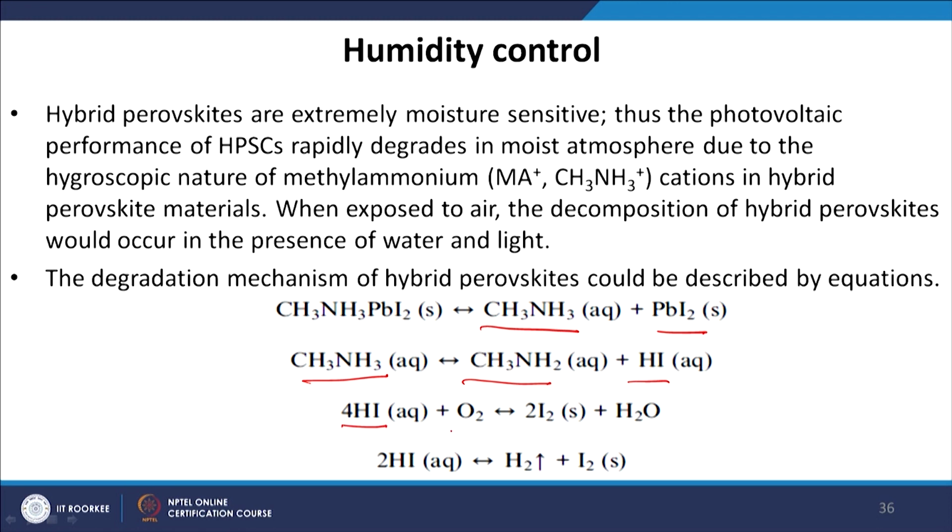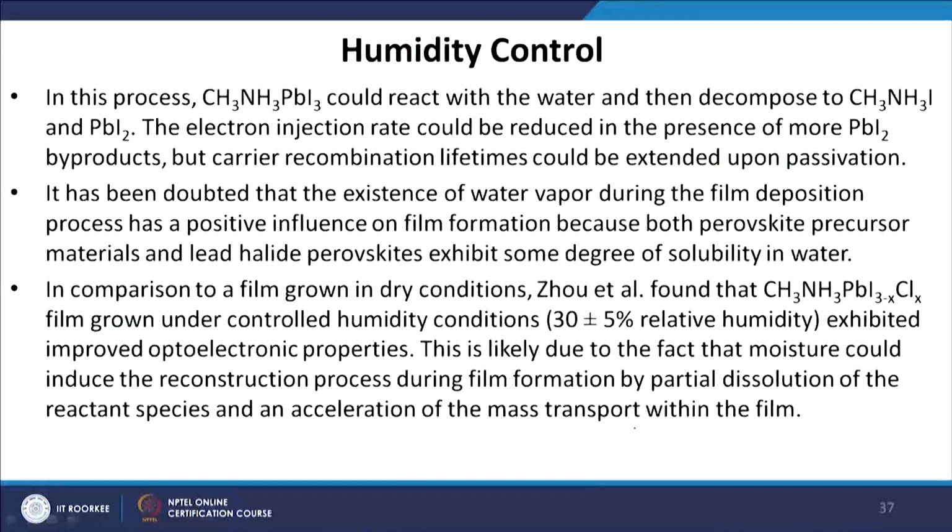Now this 4HI and oxygen can react to make iodine, and this 2HI can also further disintegrate to hydrogen and iodine, its individual components. So if we keep the perovskite material under normal humidity conditions, very soon it will degrade to its constituents. In this process, CH3NH3 lead iodide could react with the water and decompose to CH3NH3I and lead iodide.